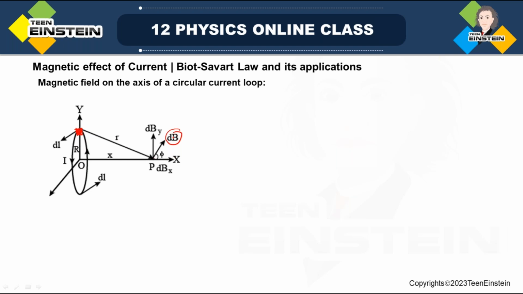Therefore this magnetic field could be subdivided into two components. So dBy means dB sin theta, along this way, and along the x direction dBx. So dBx will have a cos theta component. Okay, cos theta component.